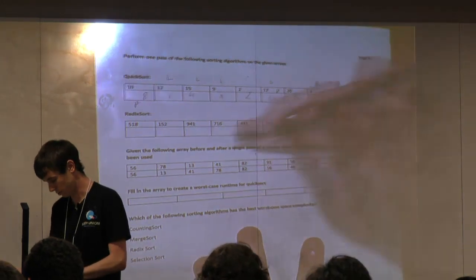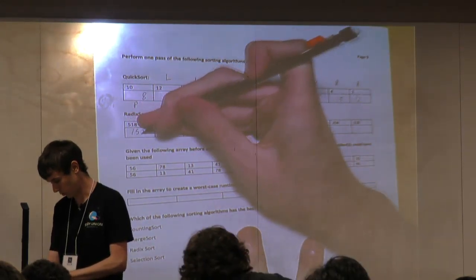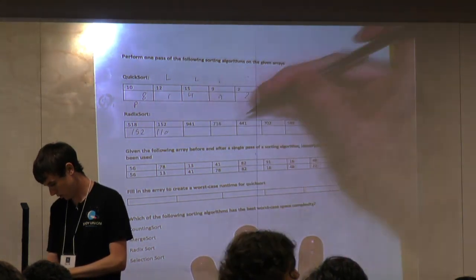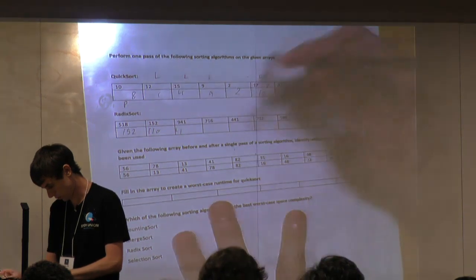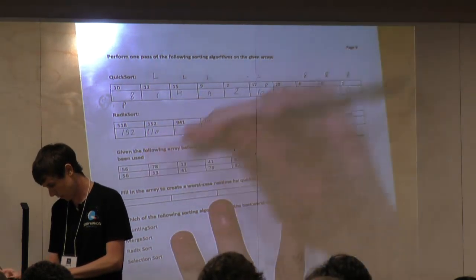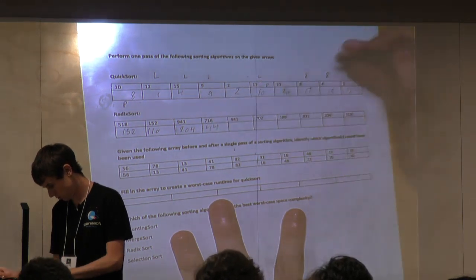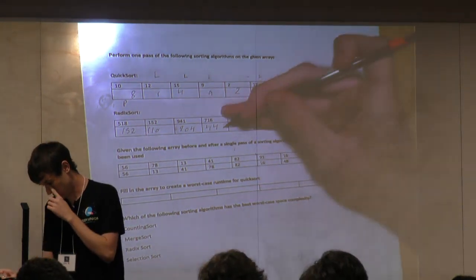Radix sort, I'll just start this one and I'll move on. We'll sort by the first number, so 152, 110, 440, or sorry, no, 440. The 204, 441, etc. So just sorting by the first index.